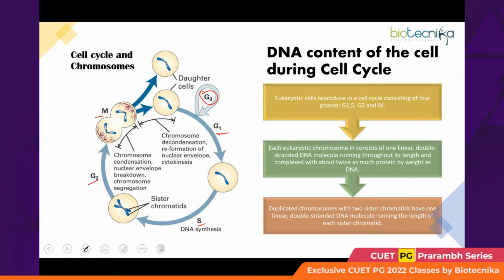All right. So eukaryotic cells reproduce in a cell cycle consisting of four phases: G1, S, G2, and M. These three phases, G1, S, G2, are part of interphase, whereas M phase is the division phase. If the cell is undergoing mitosis, that will happen in the M phase. If the cell is undergoing meiosis, that will also happen in the M phase. Now, each eukaryotic chromosome consists of one linear double-stranded DNA molecule running throughout its length. So one chromosome has one DNA.